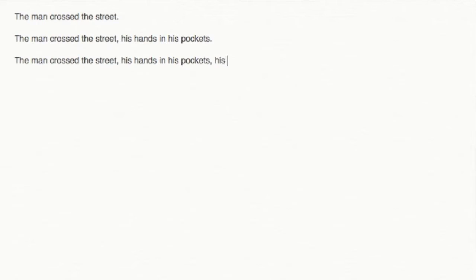Now, this is a good start, and from here we can try describing the man. So how did the man cross the street? Now we can make this even further and talk about the rest of the man. The man crossed the street, his hands in his pockets, his eyes focused in front of him. Now we can add an adverb. How did the man cross the street?